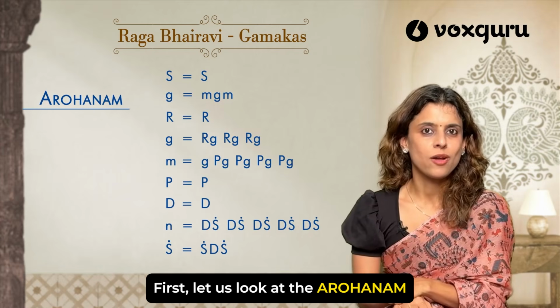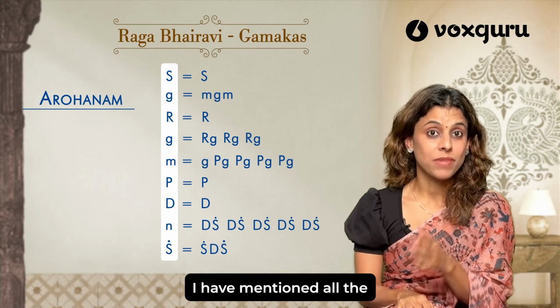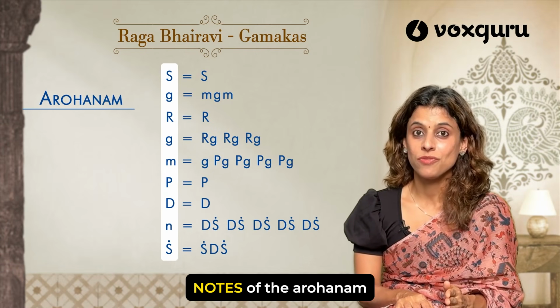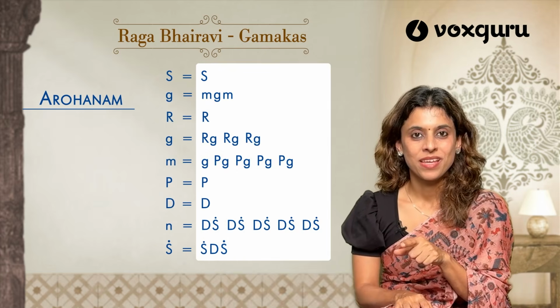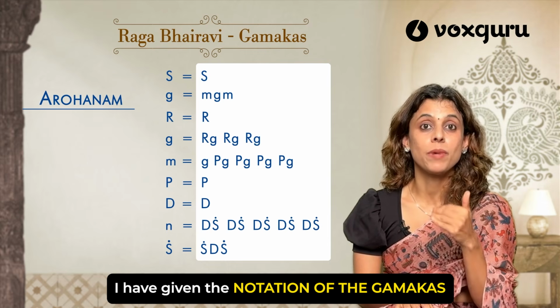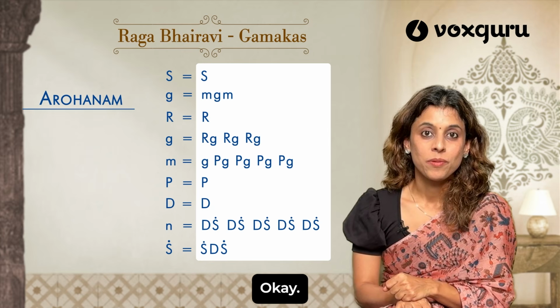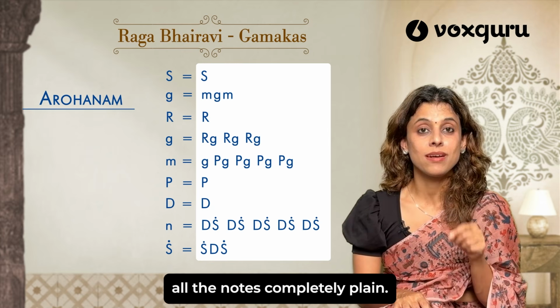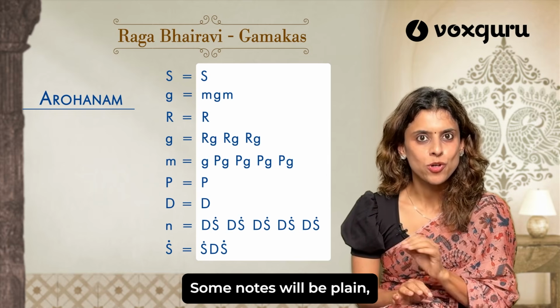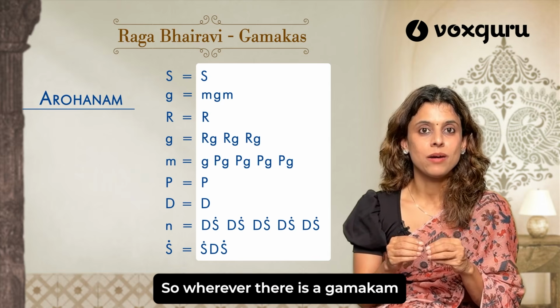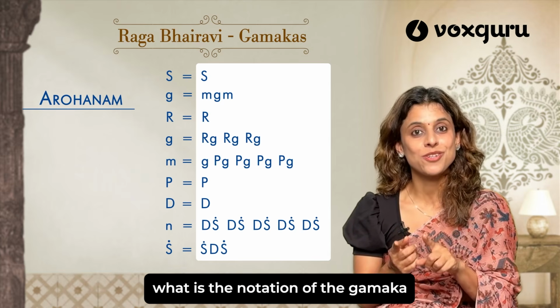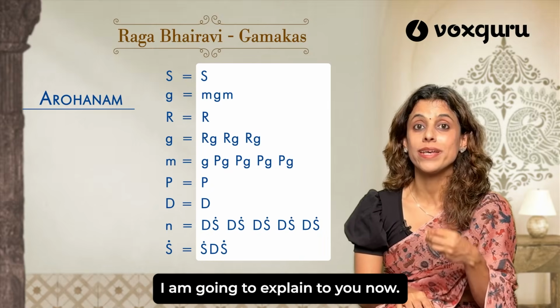First, let us look at the Arohanam. On the left side, I have mentioned all the notes of the Arohanam, the Swarasthanas. On the right side, I have given the notation of the Gamaka. Because we will not be singing all the notes completely plain, right? Some notes will be plain, but some notes will have a Gamaka. So wherever there is a Gamakam, you should know the notation of the Gamaka. That is what I am going to explain to you now.